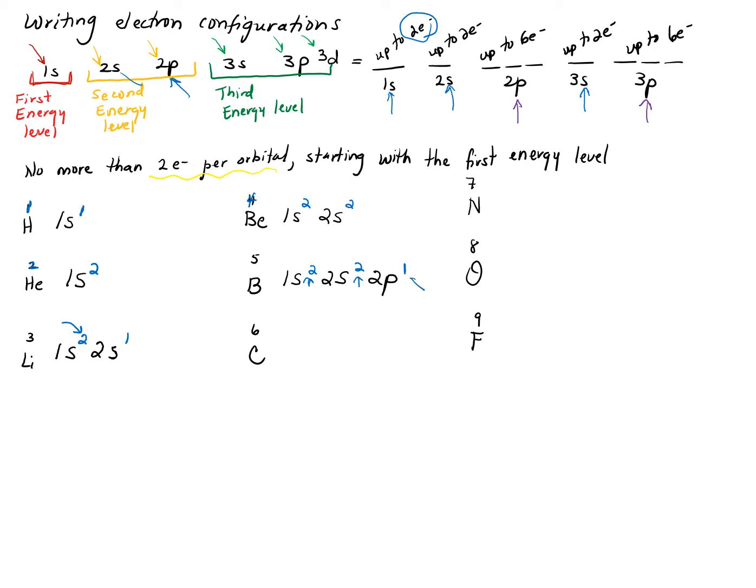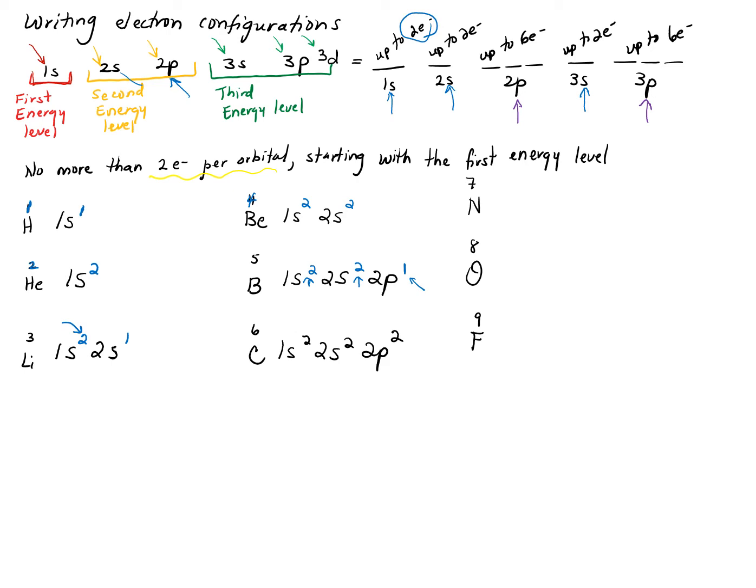So the 5 electrons for boron are 2 of them in the first energy level, the s orbital, 2 of them on the second energy level in an s orbital, and the last electron for boron is on the second energy level in a p orbital. So we move to carbon, 1s2, 2s2, 2p2. Now we have 6 electrons.